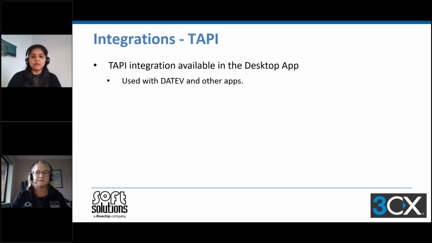TAPI. So let's talk about the telephony application programming interface. TAPI is basically like a bridge that allows you to connect the phone system with other software applications. It's actually an older way of integrating with the telephony system, but it's still in use with data and other applications. For those of you using TAPI, you will be excited to hear that now it's available in the desktop app.